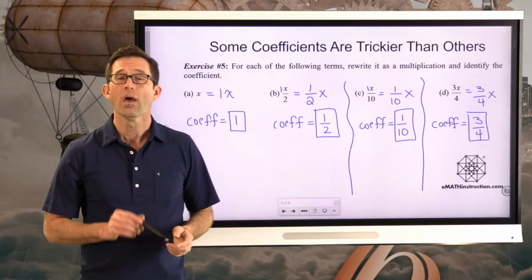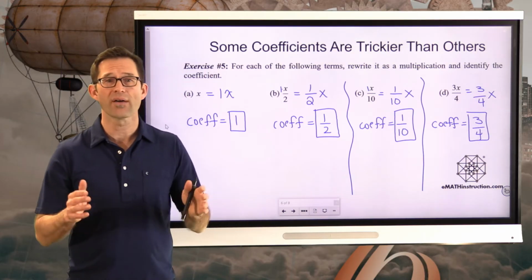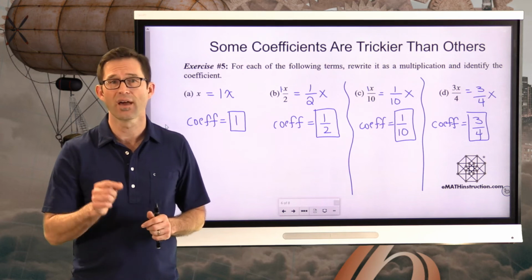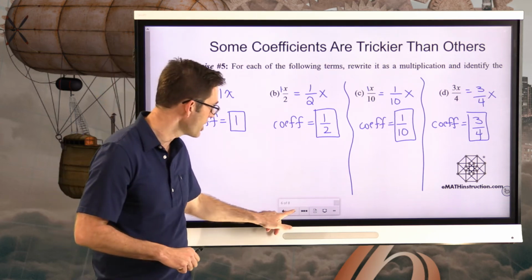Pretty easy. Now, coefficients can oftentimes have a meaning in the real world. And we want to look at one final exercise that gets at that idea. So let's take a look at it.